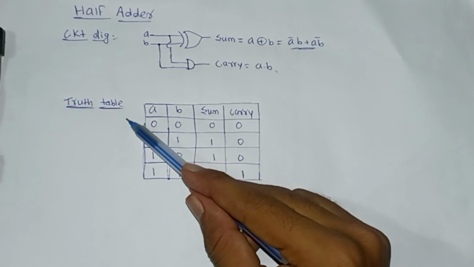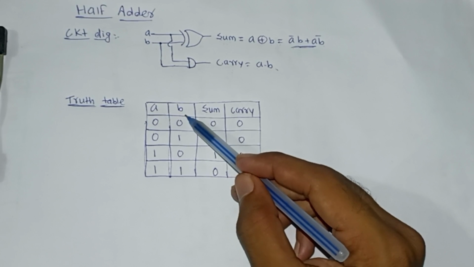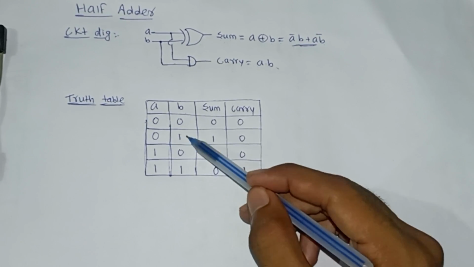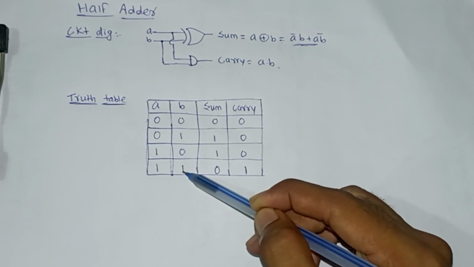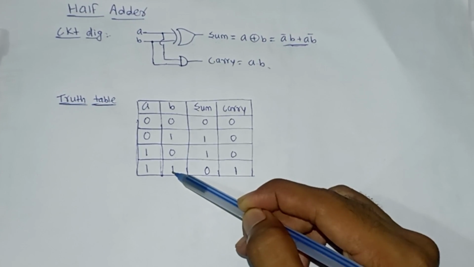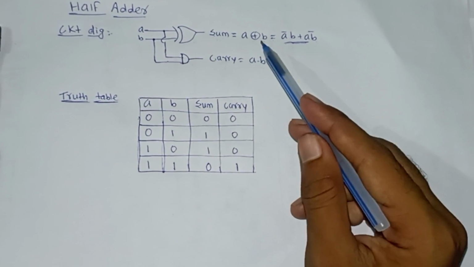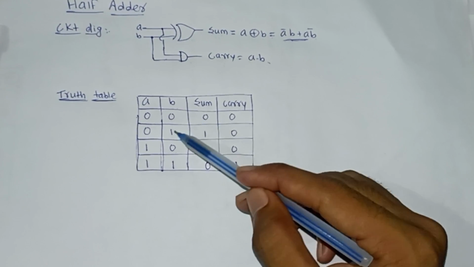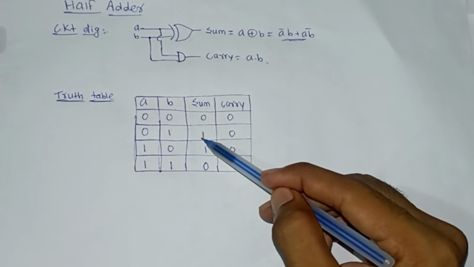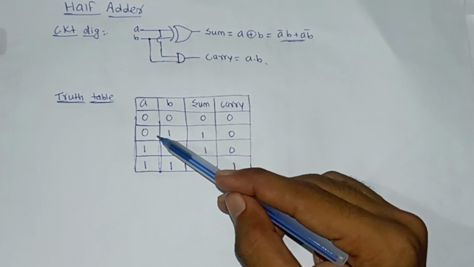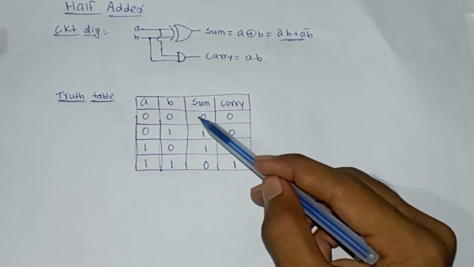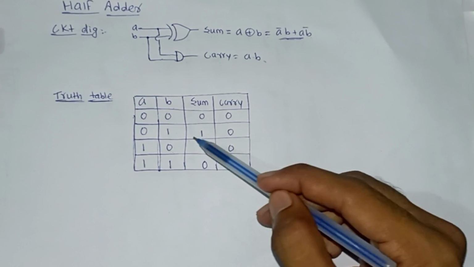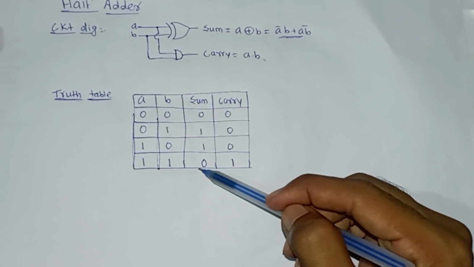Now let's understand the truth table. So we have two inputs A and B. Okay. So what are the possible combinations? 0 0, 0 1, 1 0, 1 1. Okay. So these are the possible combinations. So for sum, according to this expression, for the 0 0 case, sum is 0. For the 0 1 case, it's 1. We need to just perform this XOR operation. 0 XOR 0 is 0, 0 XOR 1 is 1, 1 XOR 0 is 1, and 1 XOR 1 is 0.